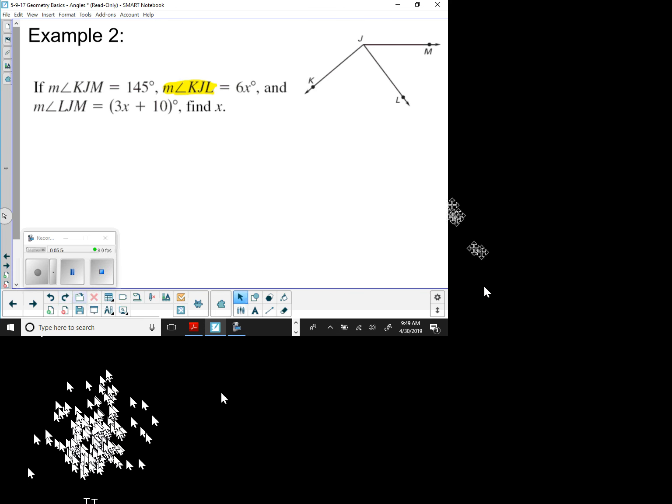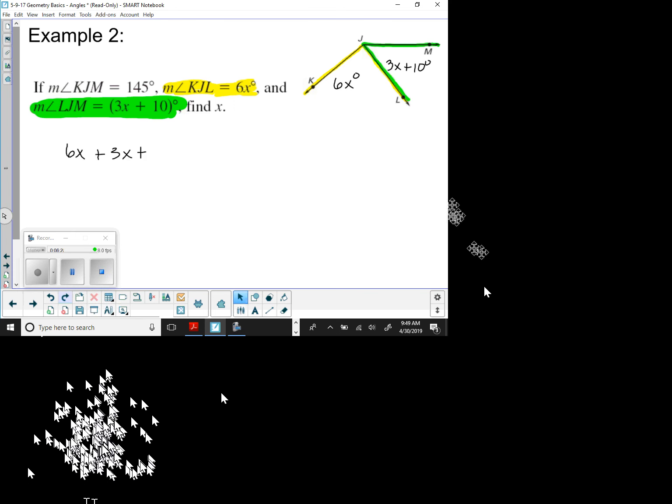Example 2. It says if the measure of KJM, that is this whole angle here, those two adjacent angles added together, is 145, and we know that the measure of angle KJL is 6x. So KJL is 6x degrees, and the measure of angle LJM is 3x plus 10 degrees. Find x. So you know those two added together equals 145.